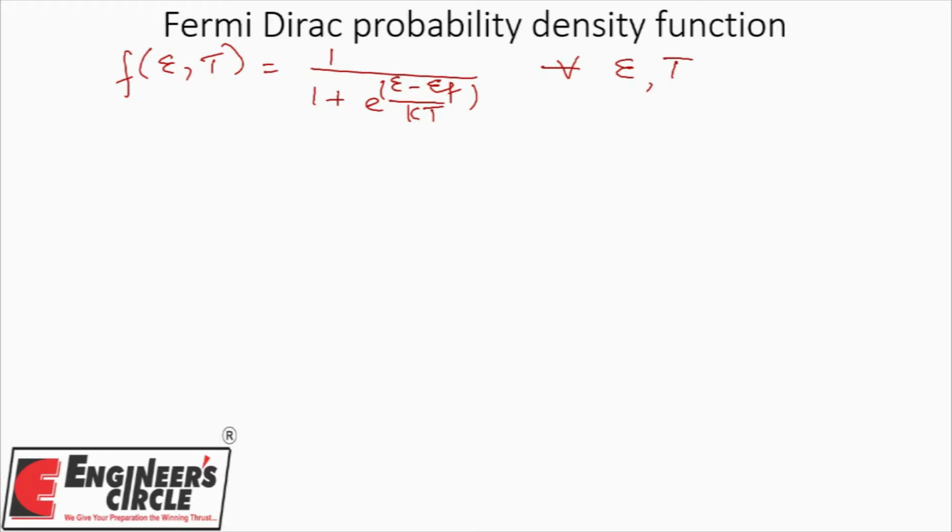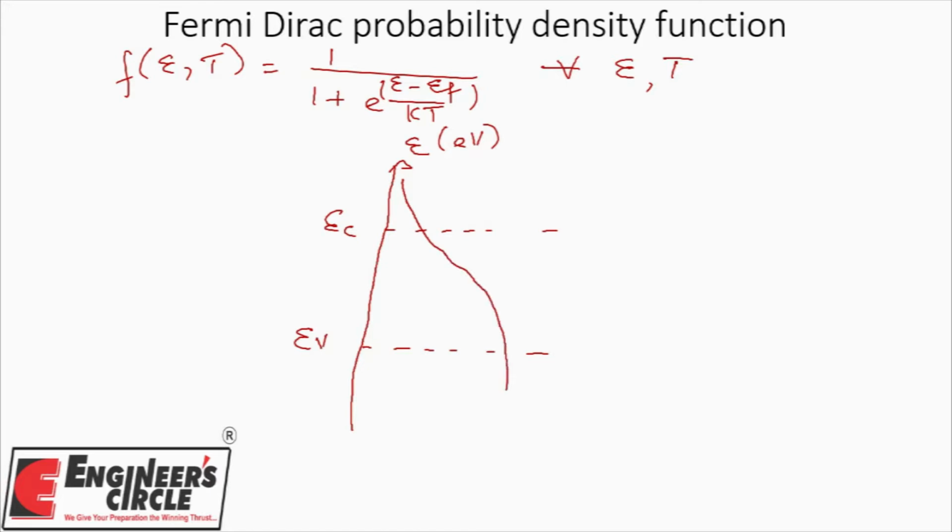So when you plot the Fermi distribution function, this is E in electron volt, this is your EC, this is EV. So you can see that the probability of finding the electron at a higher energy state will be nearly 0. So the plot for the graph f of E comma T will be like this. So this is a plot of f of E comma T.